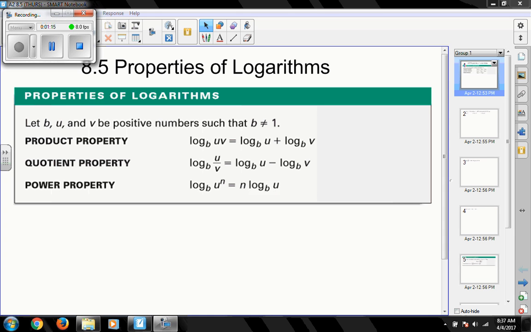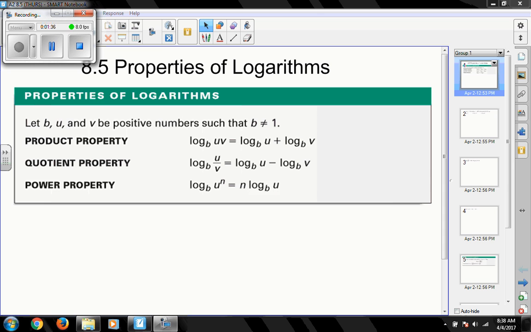The last one that we're going to talk about is the power property, meaning that if we have log base b of some number to a power, u to the n in this case, we can take that power out front and just take n, the power, times log base b of u.